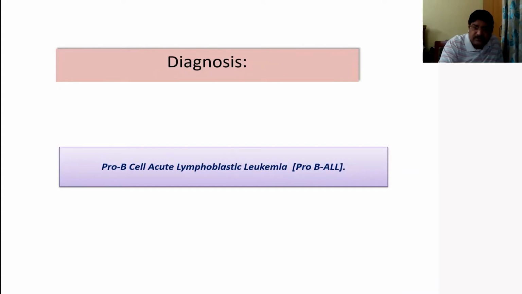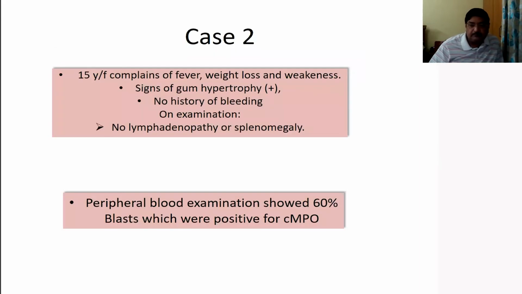So this is a pro-B-ALL, and then patients are treated with standard protocols. But this is a morphologic and flow cytometric diagnosis. So to risk stratify, you have to do cytogenetic analysis and molecular genetic analysis. I will come to that later.